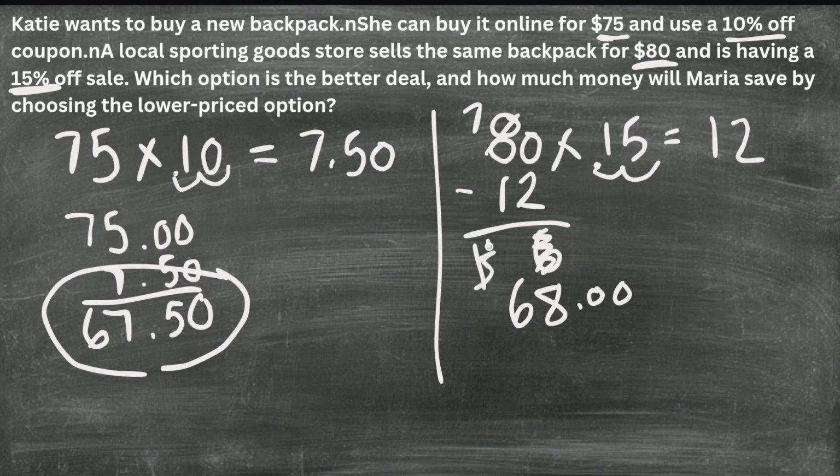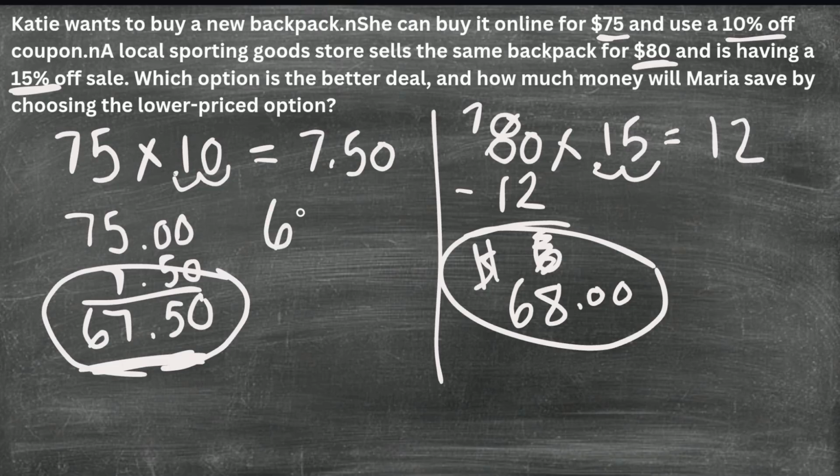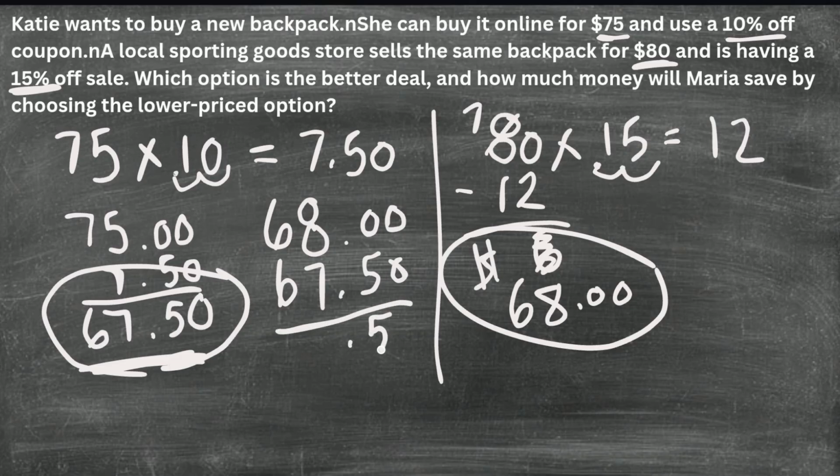So the first option is the best deal because we can get it for $67.50, but it's not by very much, because if we take 68 and subtract the smaller price of $67.50, we are only going to save 50 cents. So on this one, I think it comes down to what's probably the most convenient.